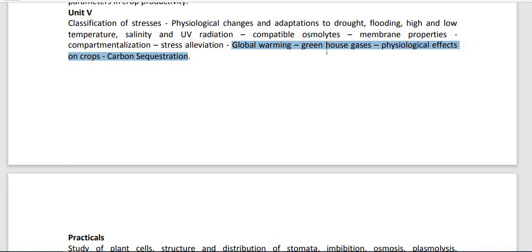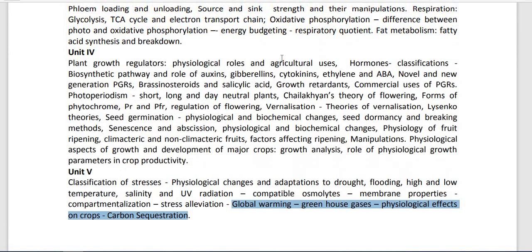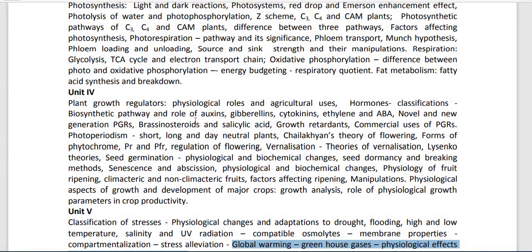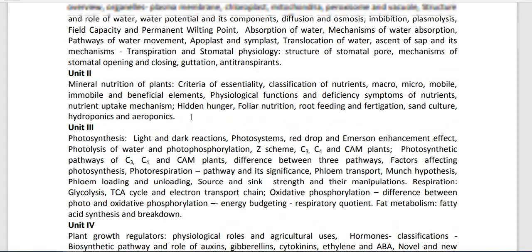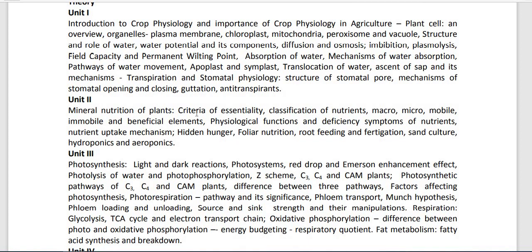These are the major points you have to focus on in these areas, and you have to see what is carbon sequestration and how you can sequester this carbon in the soil or ocean. You have to see what is what. So these are the major areas you have to mainly concentrate on. So all the best for your examinations. Thank you.